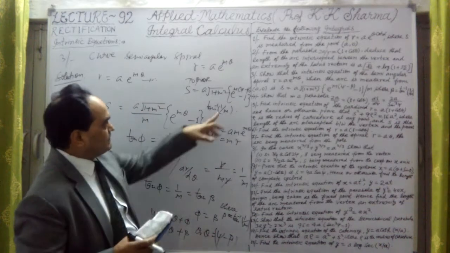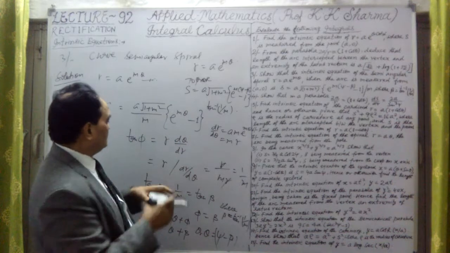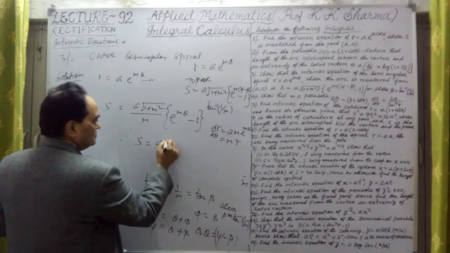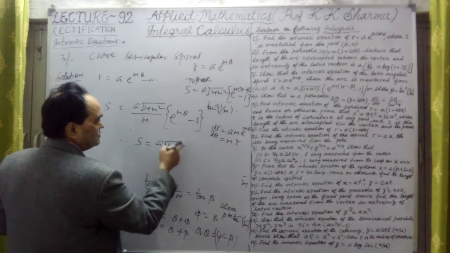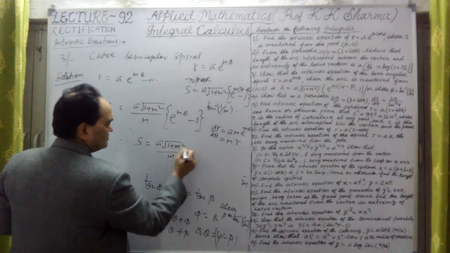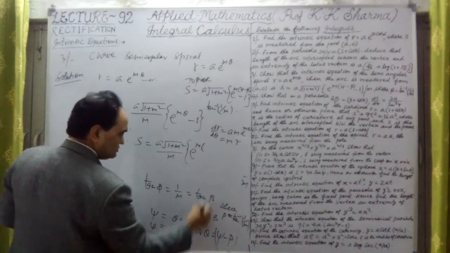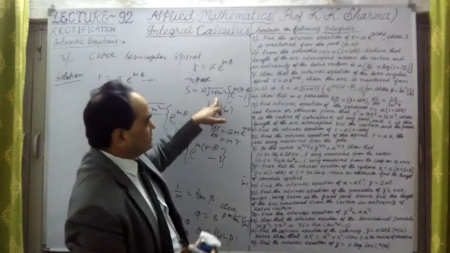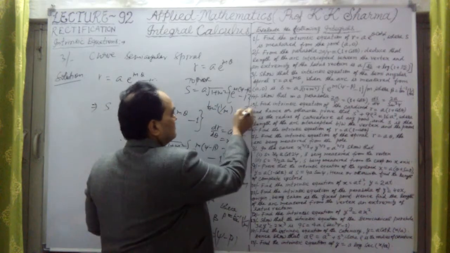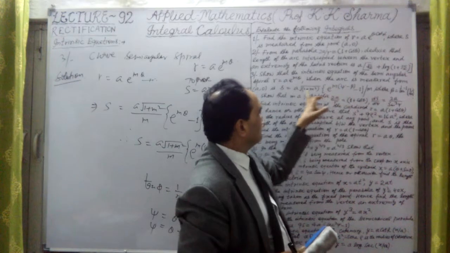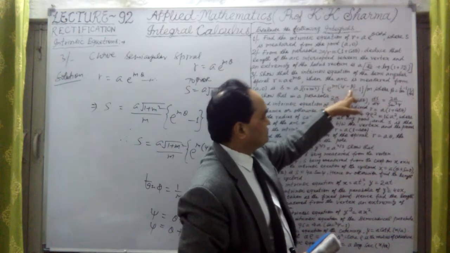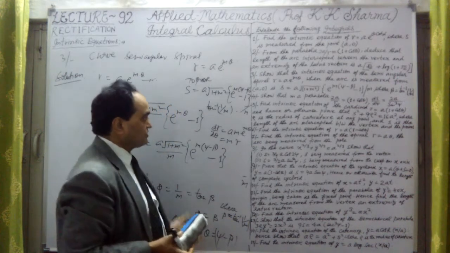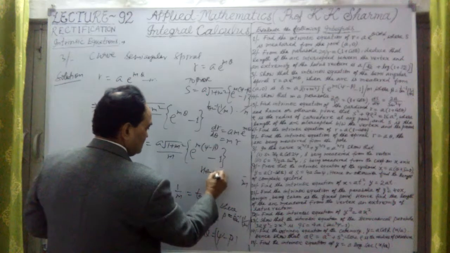So in place of theta, if I substitute psi minus beta here, it will give us the same value. Therefore, S is equal to a under root 1 plus m square divided by m, within bracket e raised power m into (psi minus beta) minus 1. This is the same result which we have obtained here: a under root 1 plus m square upon m, within bracket e raised power m (psi minus beta) minus 1, where beta is tan inverse 1 upon m, which we have proved here. So hence it is proved. This is the answer finally. Hence proved.